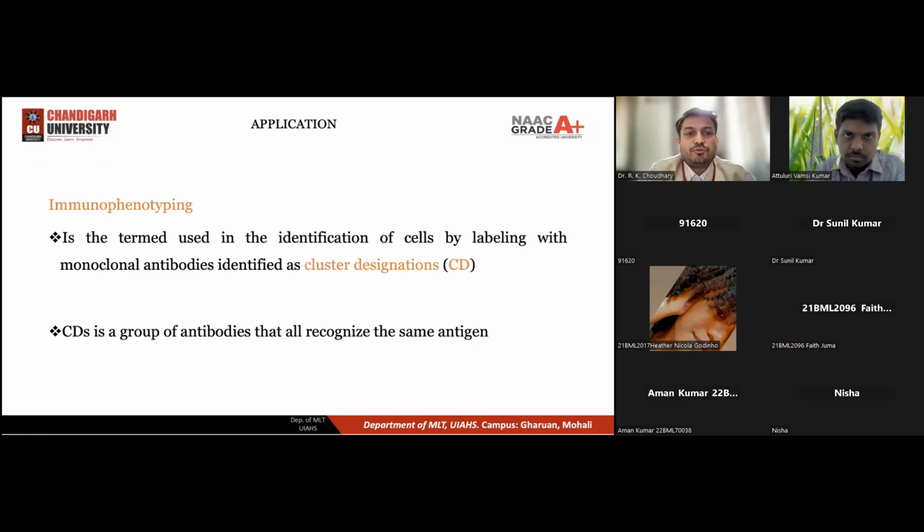So in immunophenotyping, you can use cluster determination. I already told you, using single monoclonal antibodies, you can identify. The cluster determination or cluster designation is a group of antibodies that all recognize the same antigen.